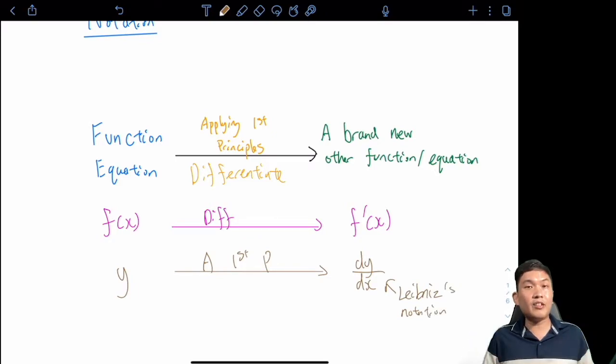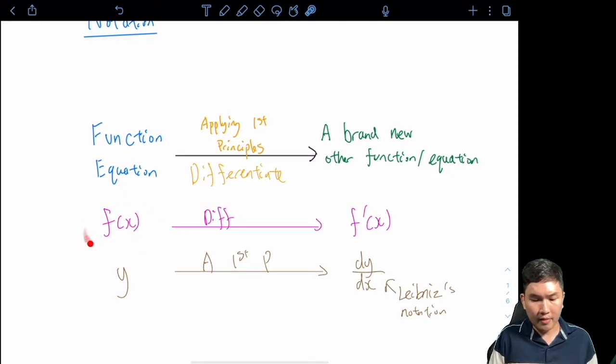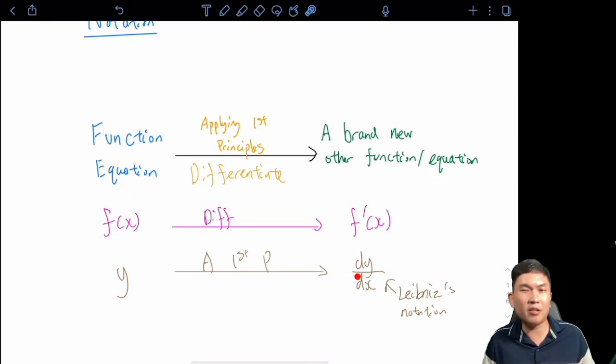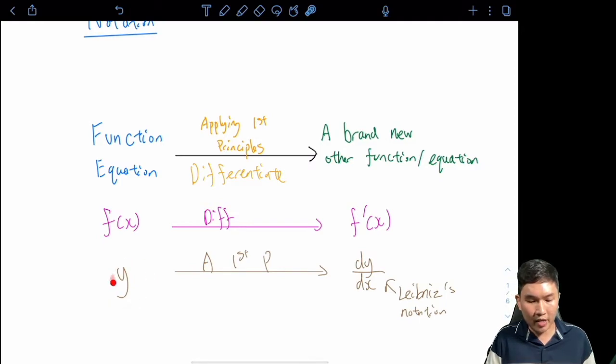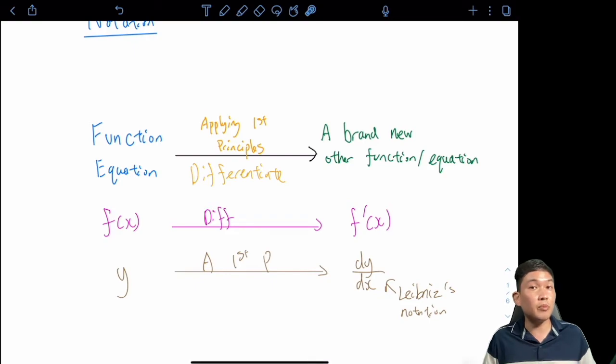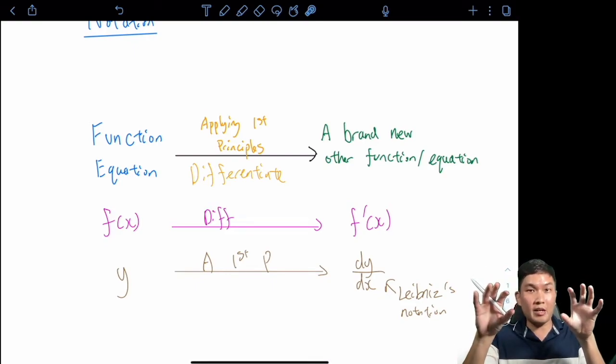One thing I need to be very clear about is that this is actually semantics. If you start with f of x, you wouldn't end up with dy dx. You actually write f prime. Likewise, if you started with y, you don't go to f prime, you actually get dy dx. So be very clear what you start with and what you end up with.